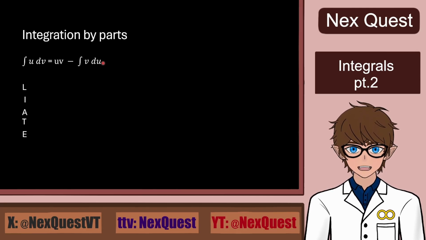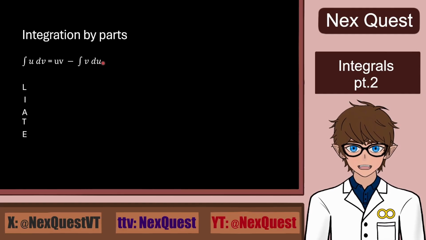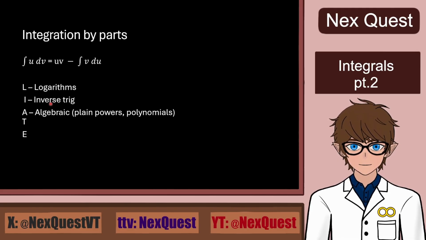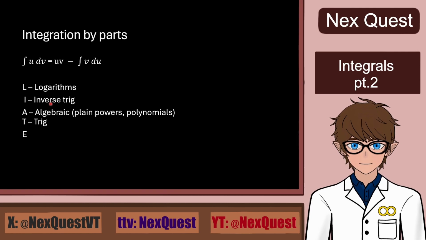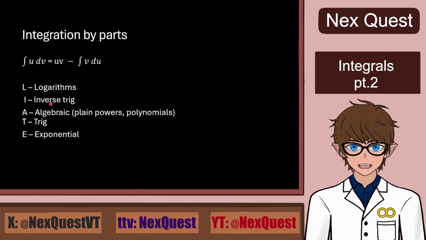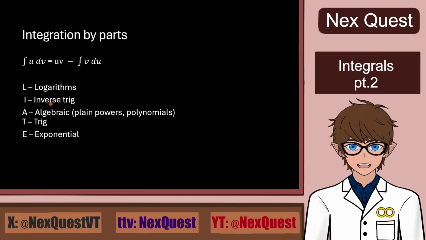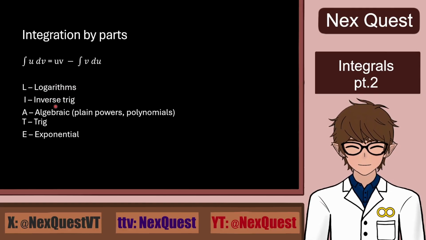Let's see. For the u, we have something called the LIATE rule, liate. Don't ask me why they look so weird spaced out here, I don't know, but this basically means L for logarithms, I for inverse trig or arc functions, A for algebraic like plain powers and polynomials, T is for trig or trigonometry, and E is exponential. So in this order are the functions which should be replaced with u. So you go down the list. Do we have any logarithms in our integral? No. Do we have any inverse trig? And so on and so on.